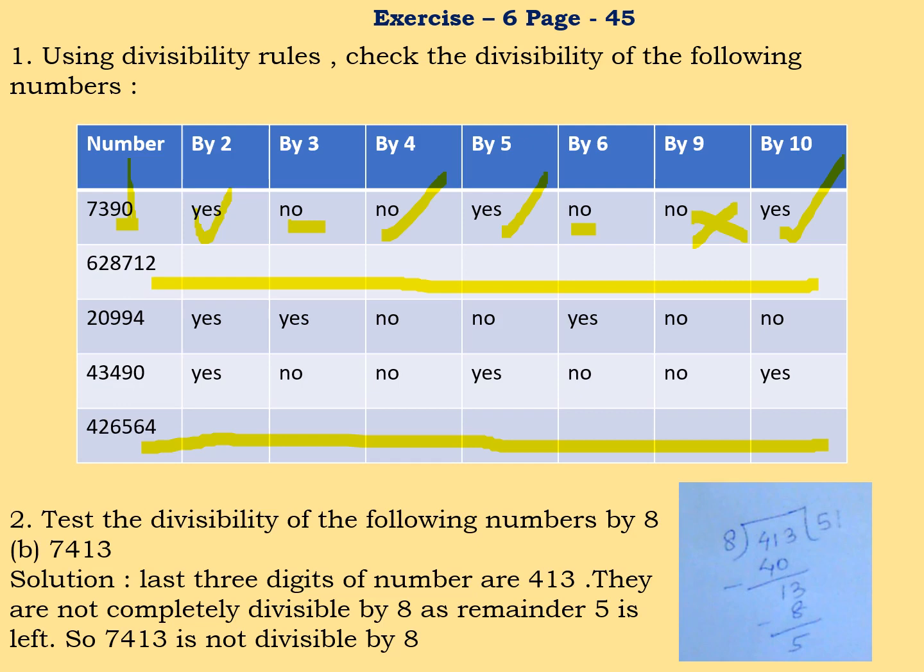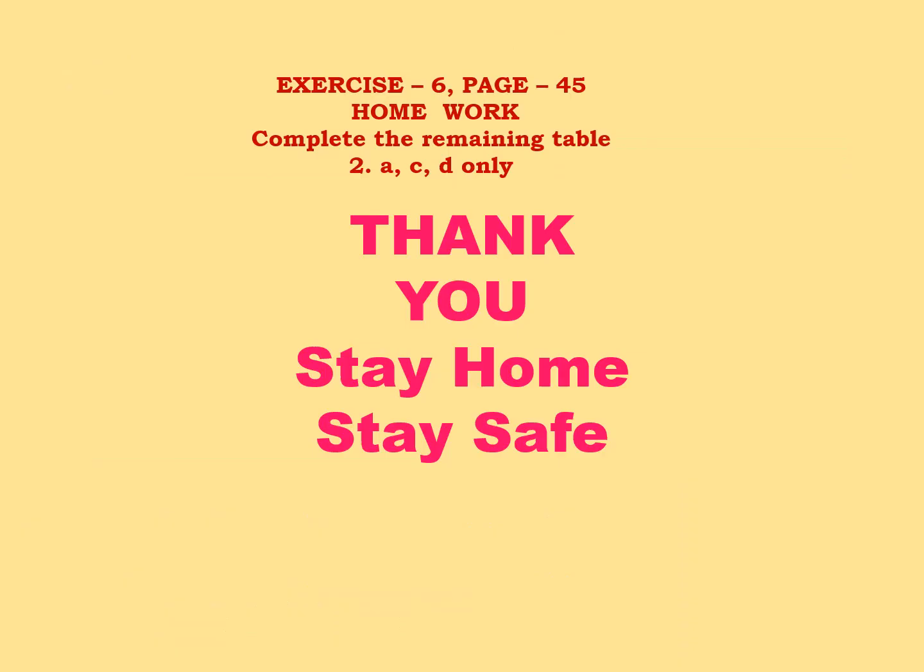So what was the rule? For 8, last 3 digits should be divisible by 8. Now last 3 digits are 4, 1, 3. Let us divide them by 8. 8 5s are 40. So what is left is a 1. And I will copy the next digit, that is 3. Now 8 1s are 8. What is left is 5. Now the remainder is not 0. So you will say that 7413 is not divisible by 8.